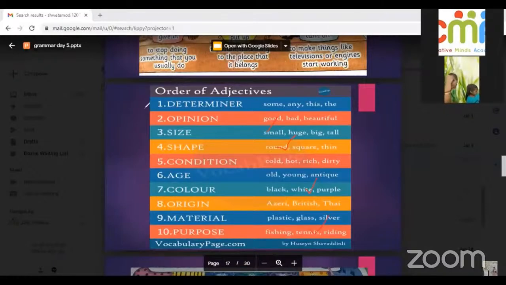There, the order is fixed. This is the order you have to follow when you use more than one adjective. So the boy was playing with a small, round, white tennis ball. So you should remember this order. First, determiner, opinion, size, shape, condition, age, color, origin, material, purpose. Okay.